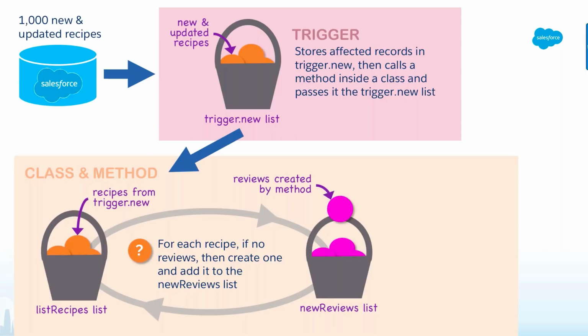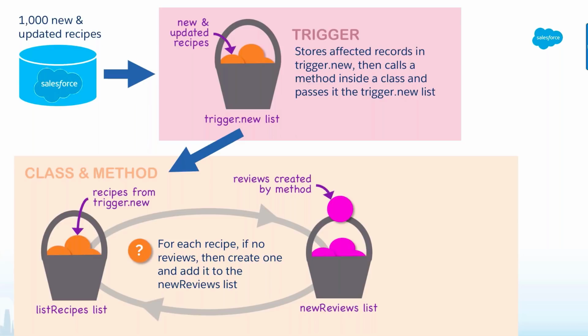So now trigger.new, all of the records that were just updated and inserted, is sent to a method within a class. We talked about classes before, but they're just another type of file that stores code outside of a trigger. Well, a method is the section within the code that's actually going to perform some distinct action. So now that the method has the group of records that were just changed, it stores them in its own list called list recipe, and then it takes each one of these recipes out one by one and evaluates them. This is called looping through the list.